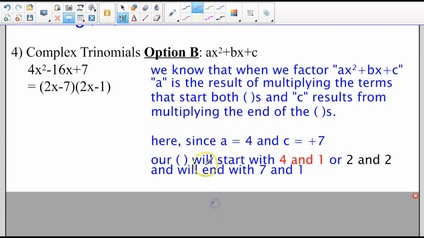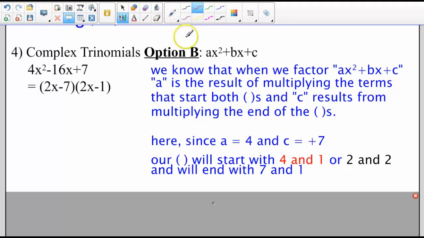So continuing with some logic here. Since A has to be a 4 and C has to be a 7, we can quickly narrow down the various possibilities for the start of our brackets and the end of our brackets. Our bracket will start with a 4 and a 1, or with a 2 and a 2. Those are the only two options to multiply to get a 4. They will end with a 7 and a 1, or some combination. Again, negatives are possible here as well. But basically, knowing that the two numbers have to multiply to 7 means I can eliminate all other numbers other than a 7-1 combination to finish my brackets.